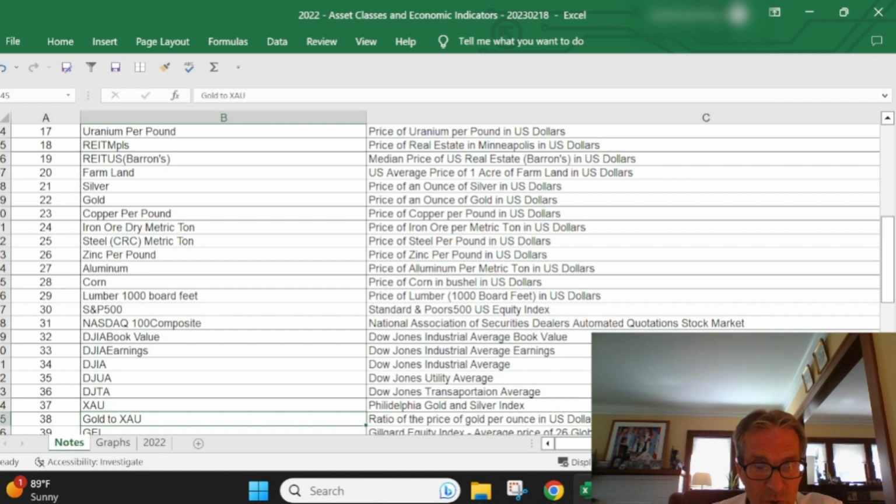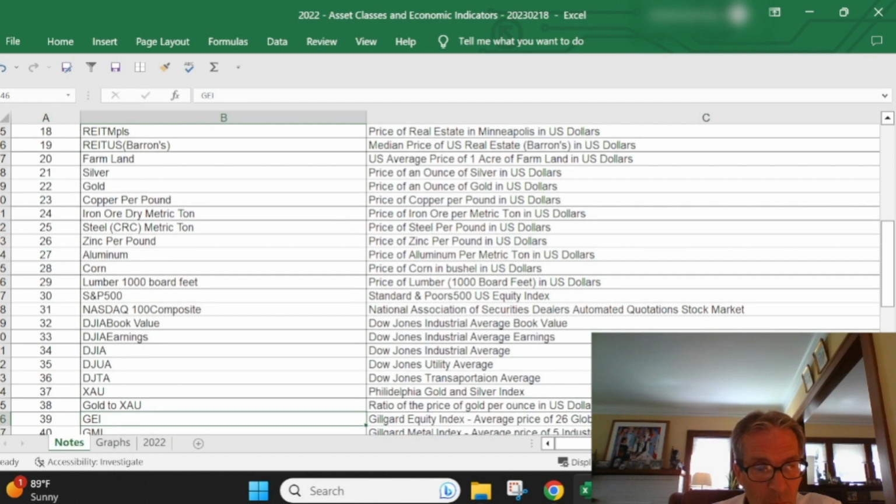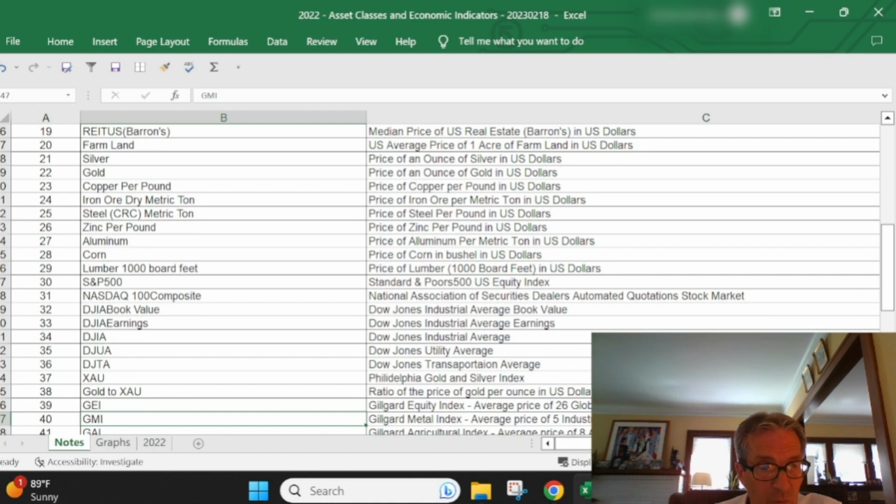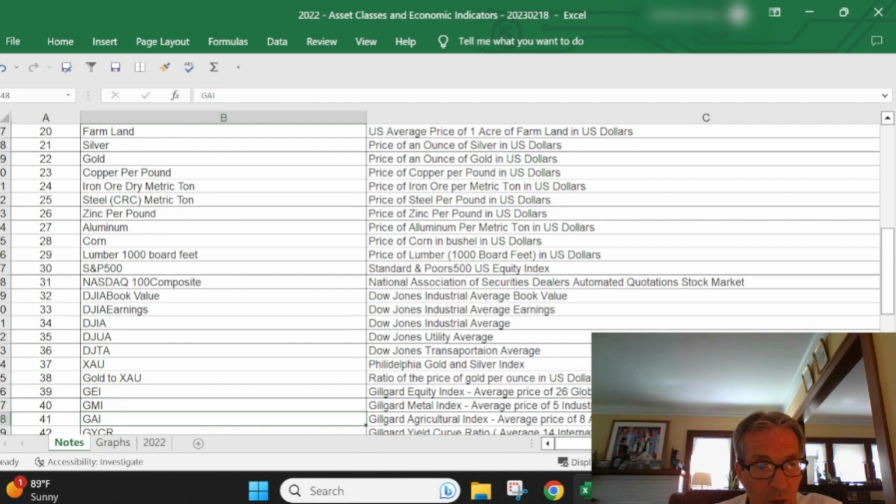How much are the companies diluting their shares? The Gilgard Equity Index is an average price of 26 global equity indexes, adjusted to the Gilgard inflationary dollar and equally weighted. The Gilgard Metal Index is an average price of 5 industrial metals, equally weighted. The Gilgard Agricultural Index is the price of 8 agricultural commodities, also equally weighted.